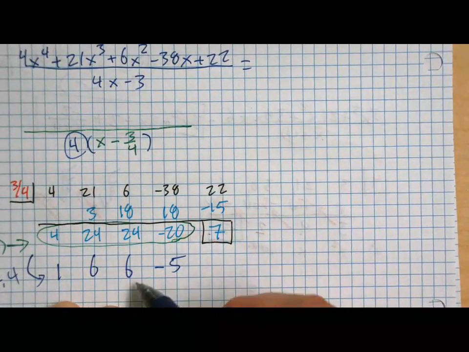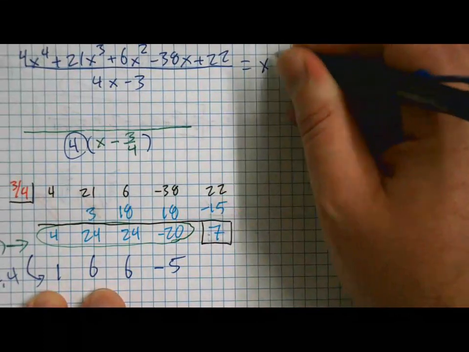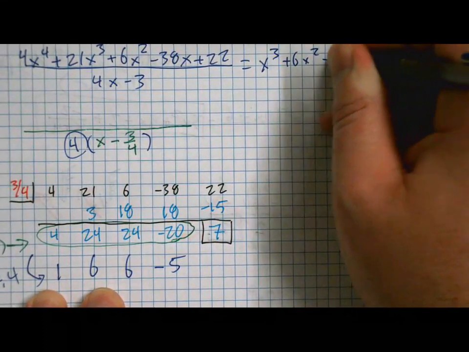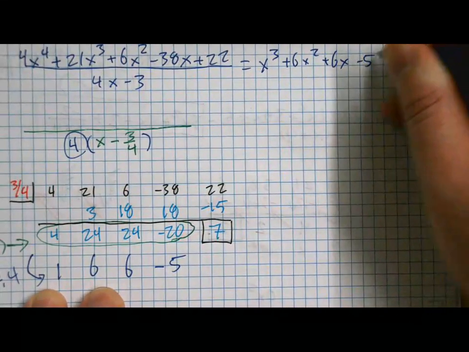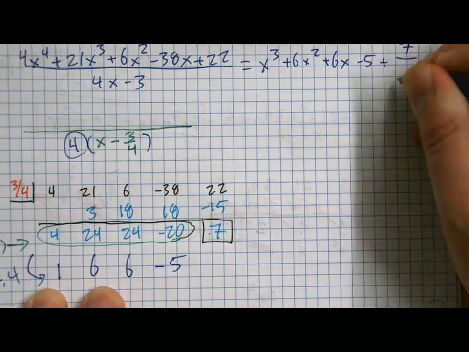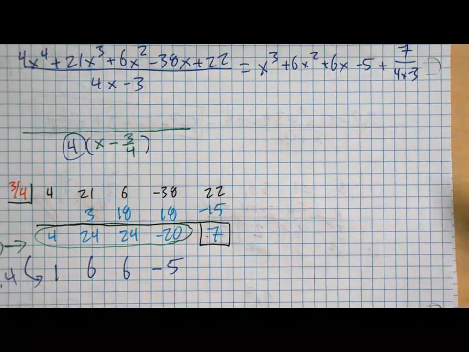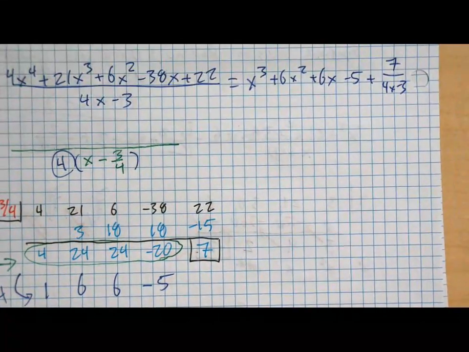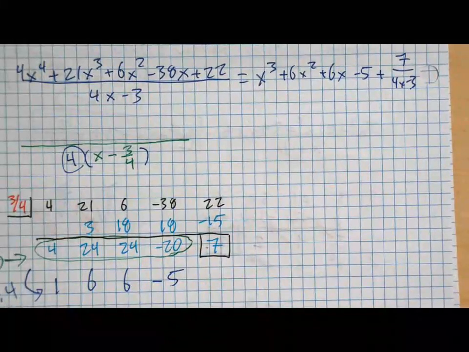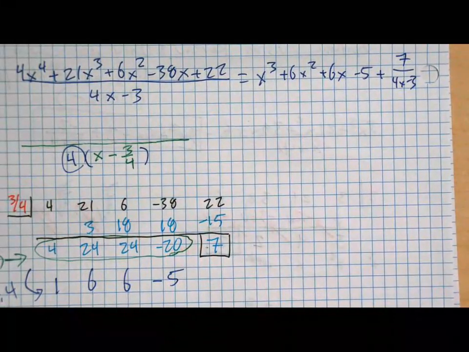So 1x to the third, plus 6x squared, plus 6x, minus 5. And then my remainder of 7 over 4x minus 3. All right, any questions?